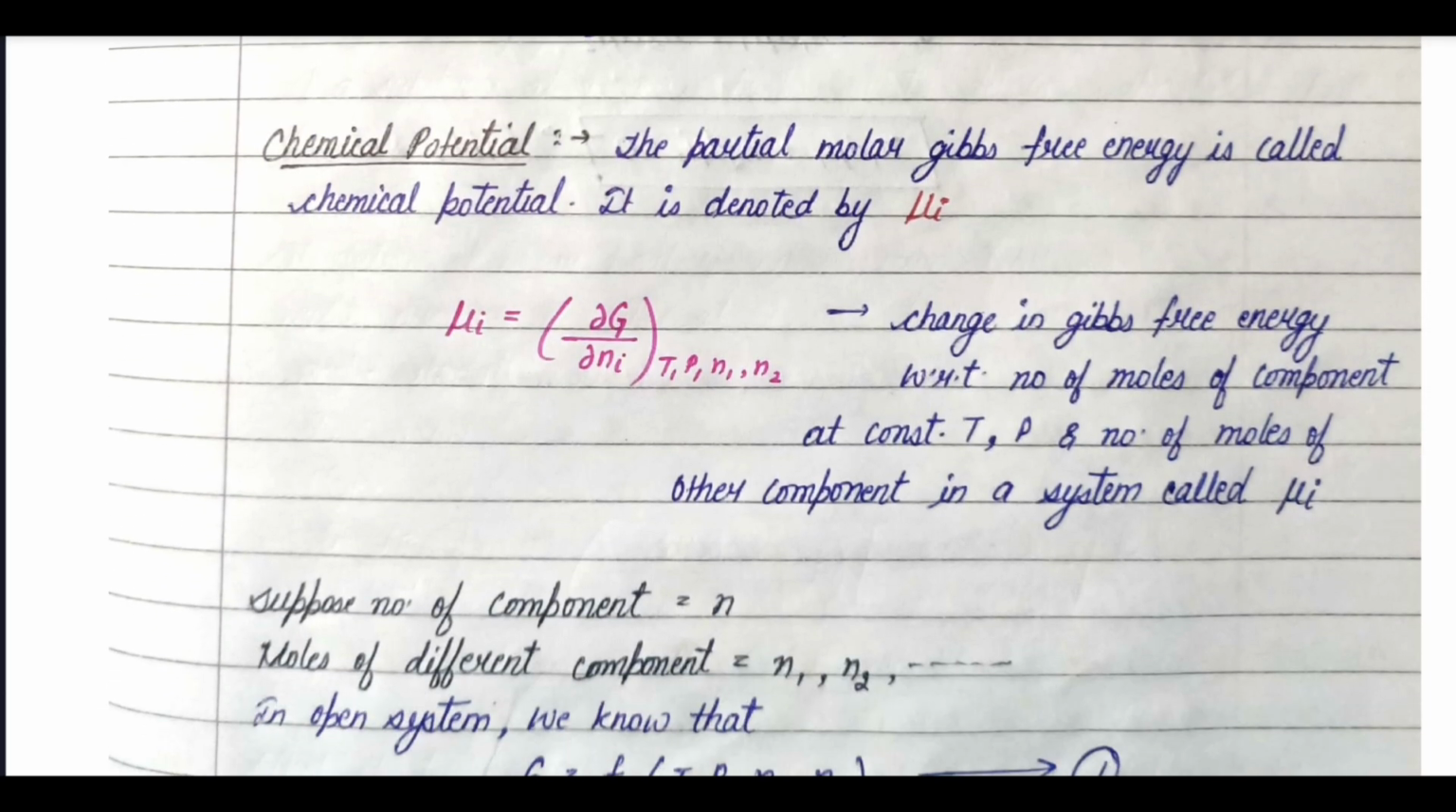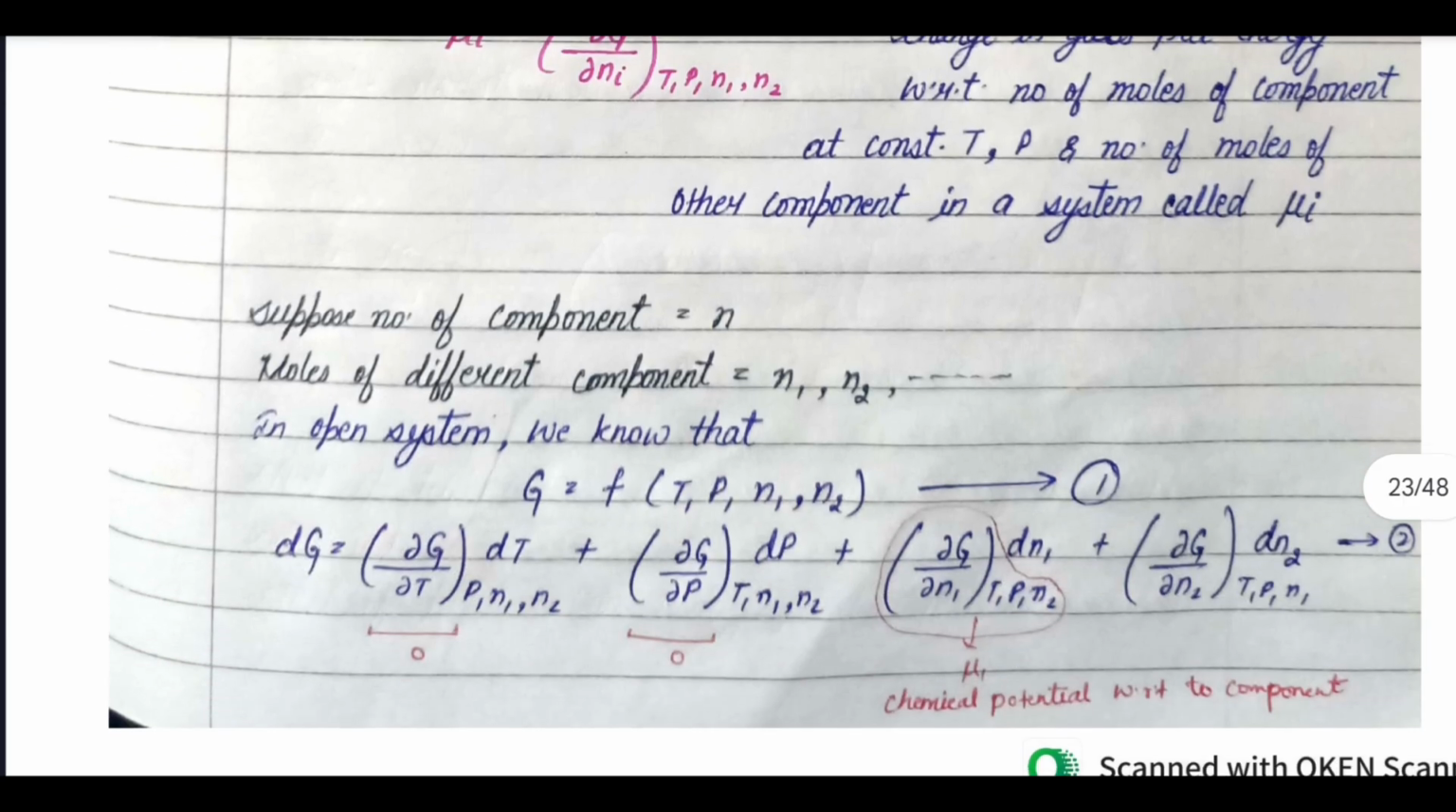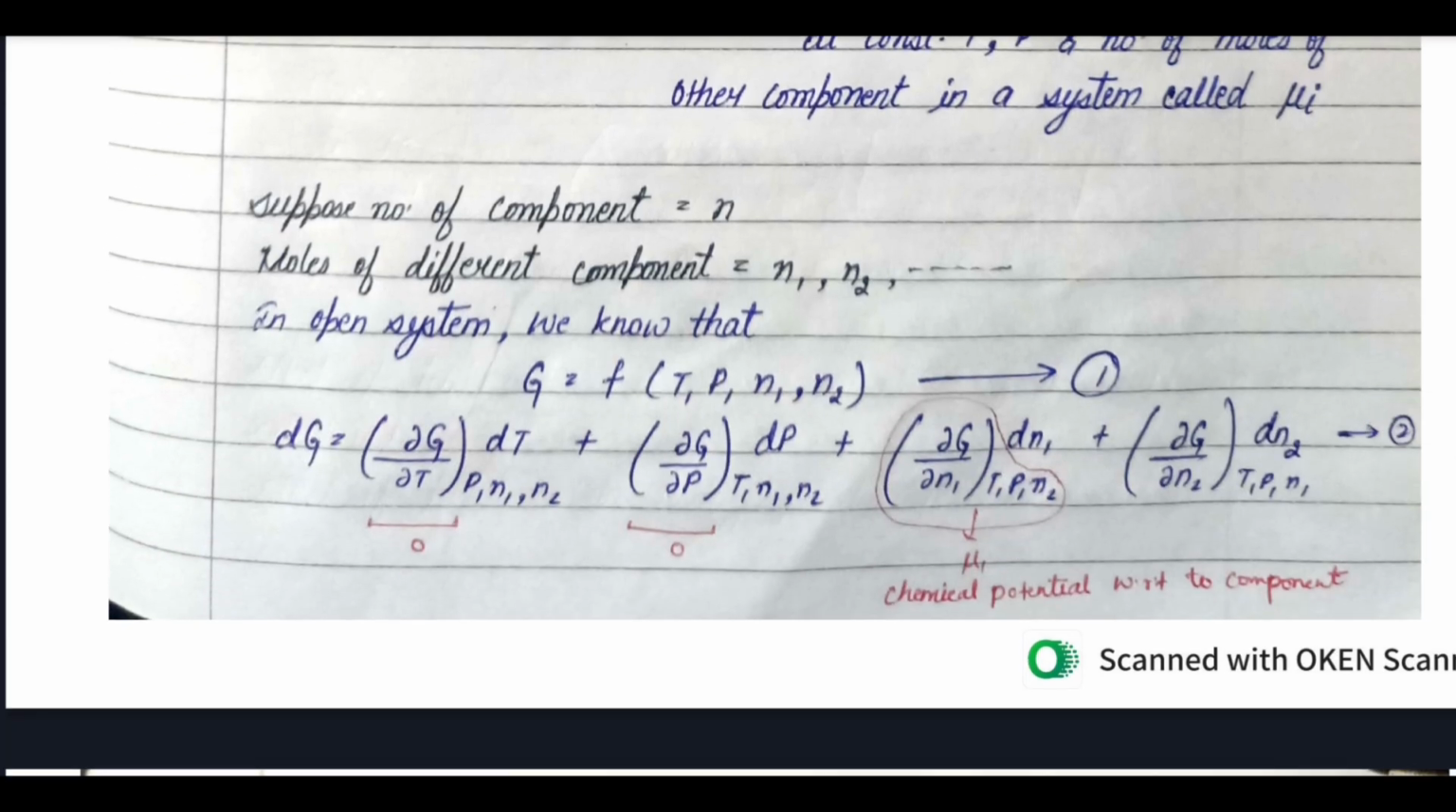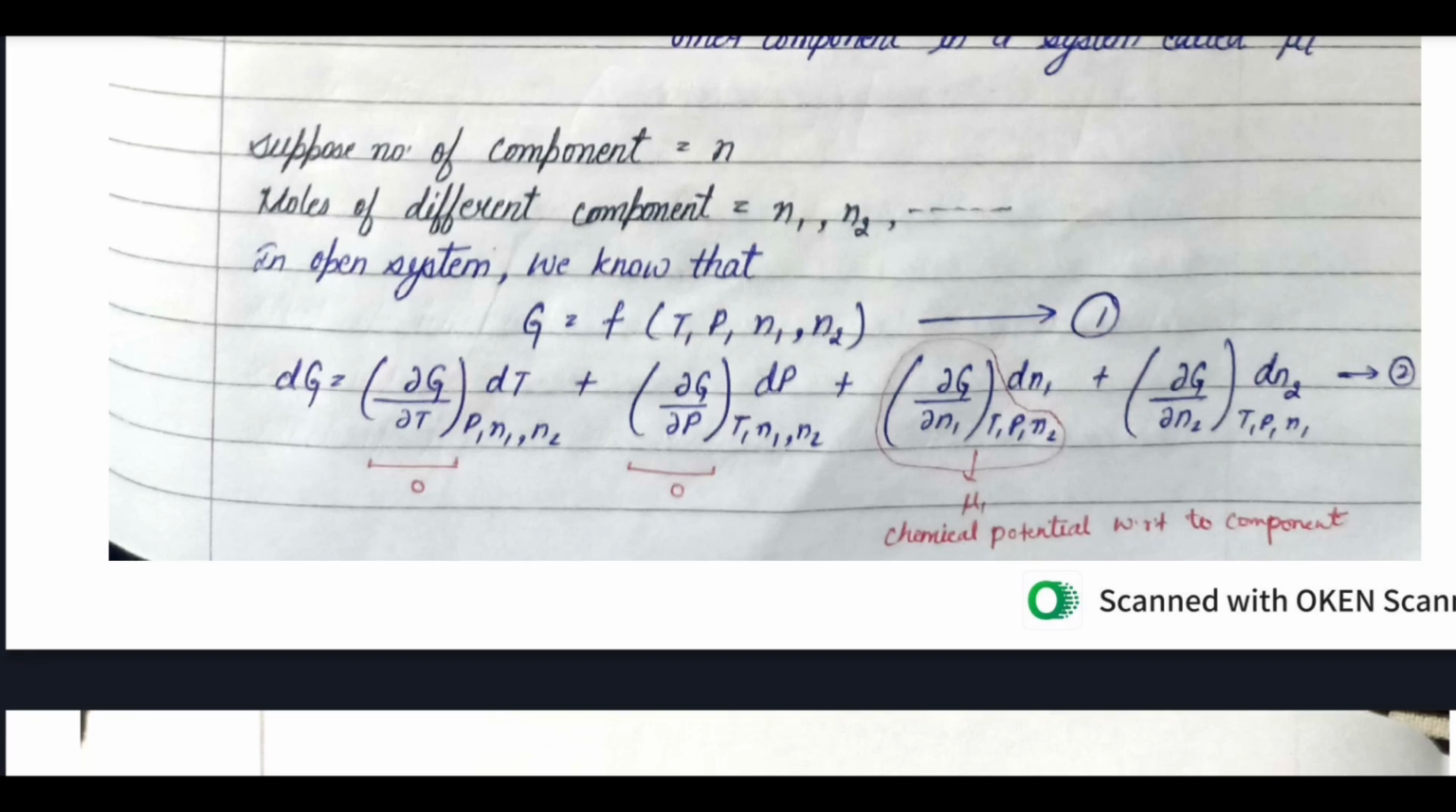Chemical potential. The partial molar Gibbs free energy is called chemical potential and it is denoted by mu i, where mu i is equal to curly G by curly ni at constant temperature, pressure, n1, n2 and so on. Change in Gibbs free energy with respect to the number of moles of a component at constant temperature, pressure and number of moles of other components in a system is called mu i. Suppose number of components equal to n. Moles of different components is equal to n1, n2 and so on.